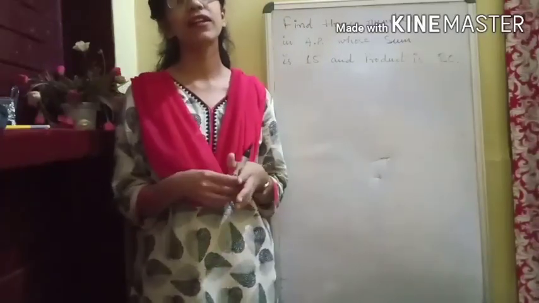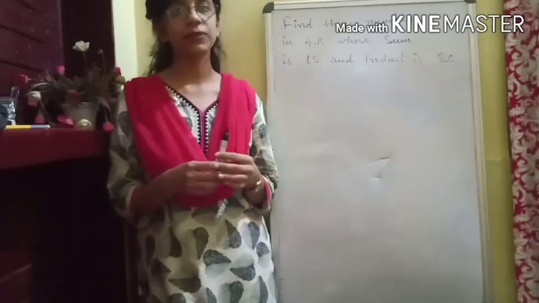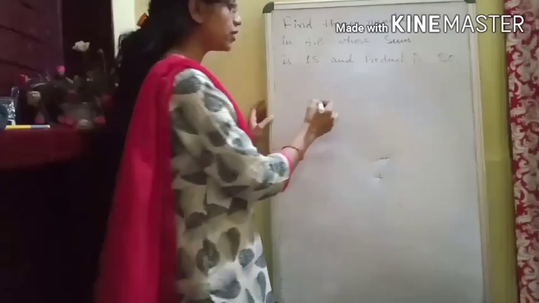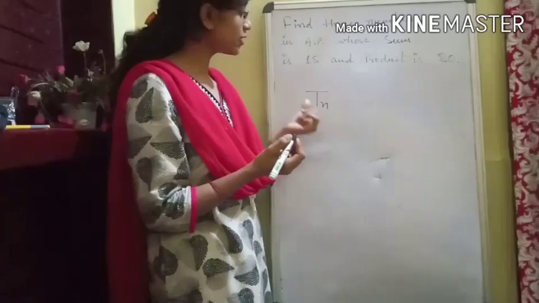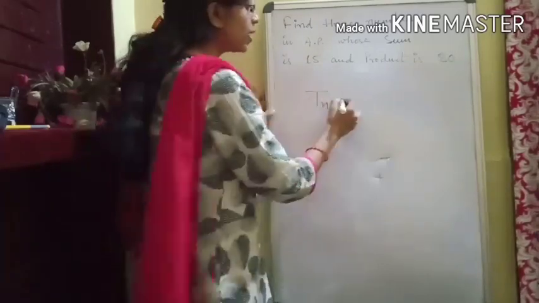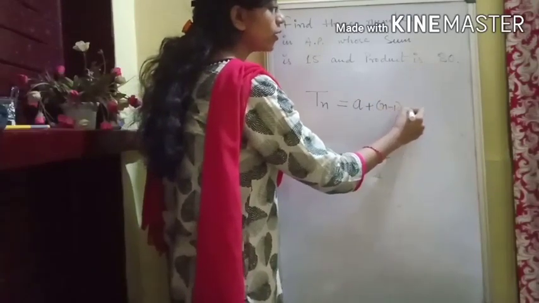And as you remember, in our last class we started the chapter Arithmetic Progression. We have seen some of the questions. Also we have seen the general term. This is your general term. If you remember, T stands for term, that is T n for the nth term, the general term, and the formula for that is a plus (n minus 1) into d.